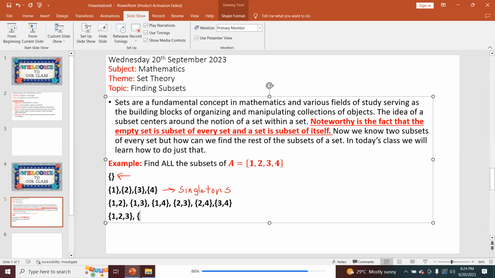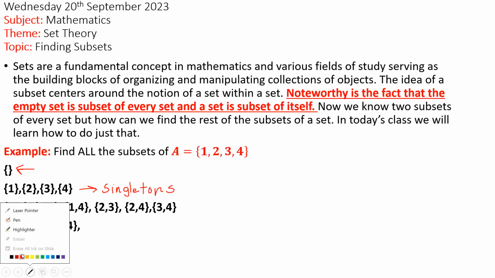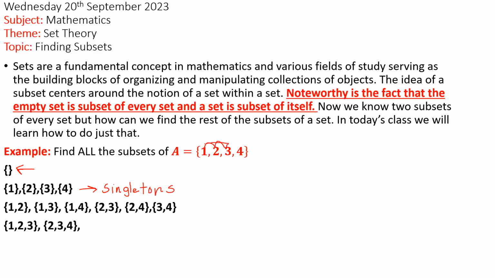4, 3, 2, right? So let's try to keep it in order. We can do 2, 3, 4. All right. What else? So let's keep the pattern. Keep the pattern going. You don't want to mix up the pattern. So we do 1, 2, 3. These 3. All right. So we make sure we have 1 in it.